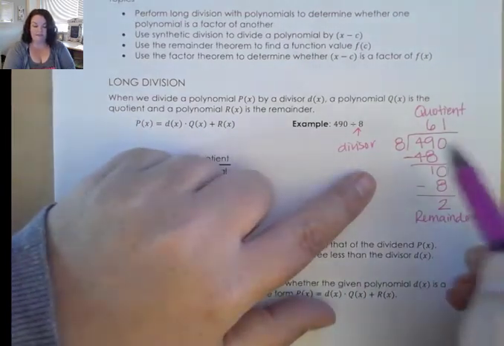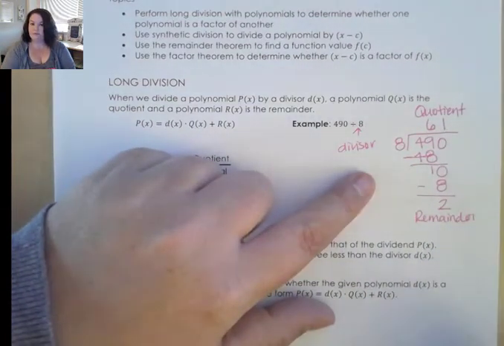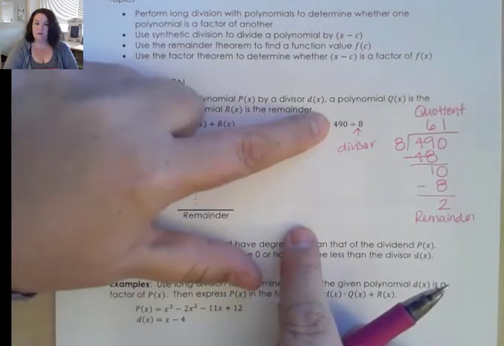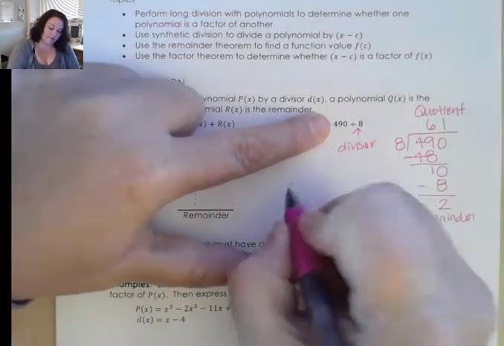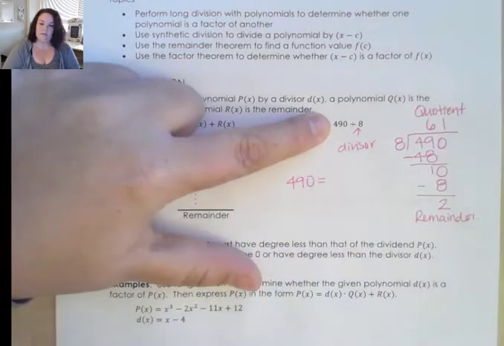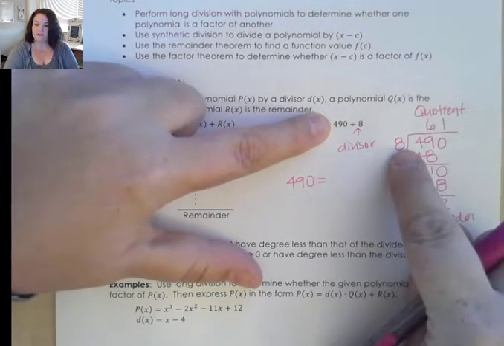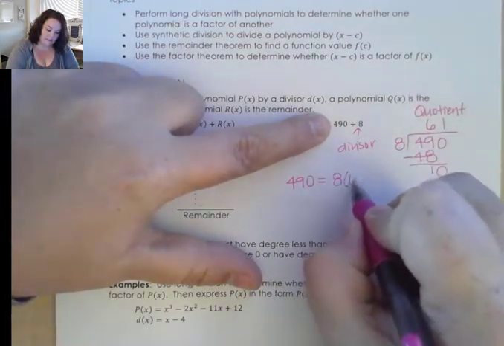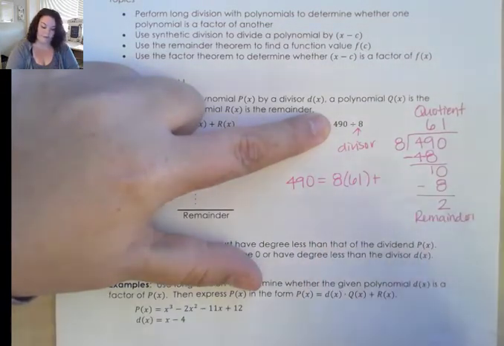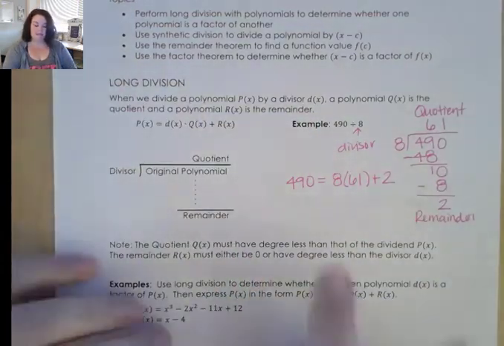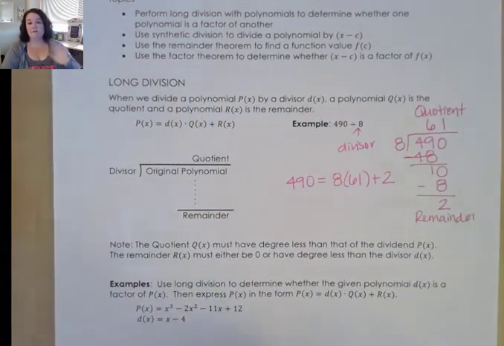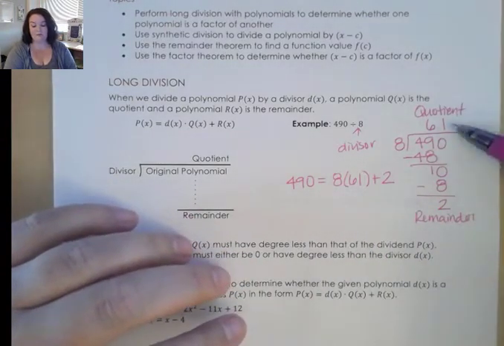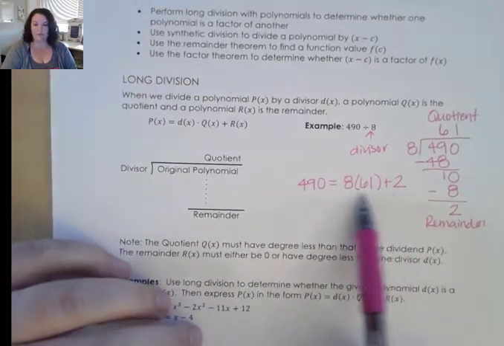Or y'all may have written it as 61 remainder 2 or something like that. The way that we're going to write it is as our original dividend, or in this case 490, is equal to whatever our original divisor is, so that was our 8, times our quotient, which in this case is 61, plus our remainder, which is 2. This is how we're going to write it as a polynomial. Some of them might just ask for the quotient, it might just ask for the remainder, it might ask you to enter the quotient and the remainder, or it will ask you to write it like this.